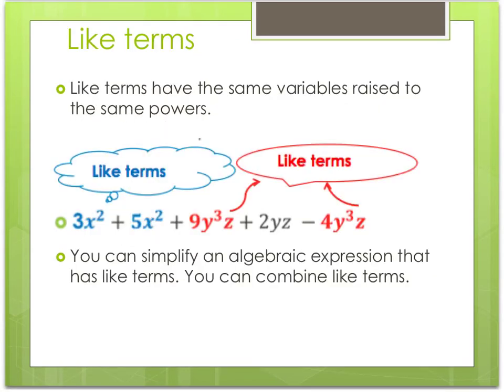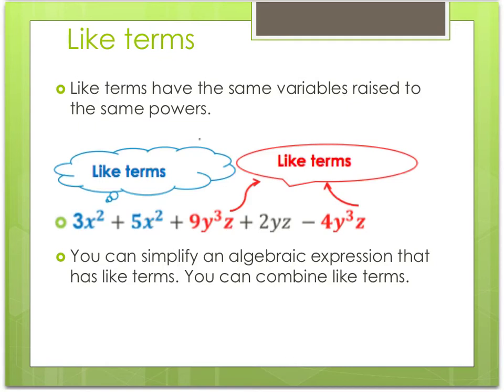So whenever terms have the same variables raised to the same powers, we call those like terms. So for example, here I have 3x squared and 5x squared. Both have the same variable x and the same power 2 on that variable. So these are like terms. I also like to say that they have the same last name. So the last name here in this term is x squared, the last name here is x squared, so I can just add their first names, which is 3 and 5, and I get 8x squared.